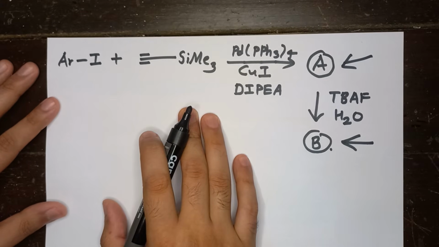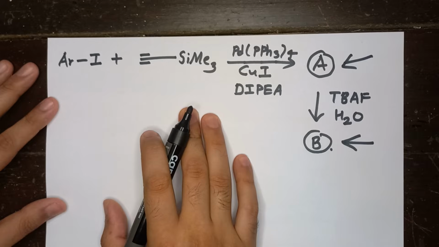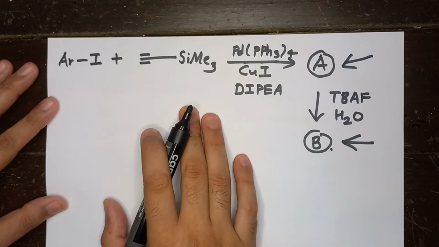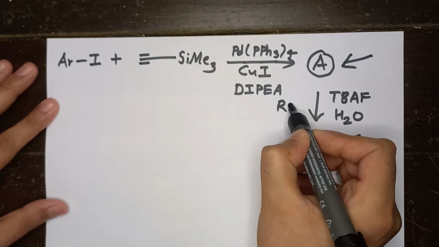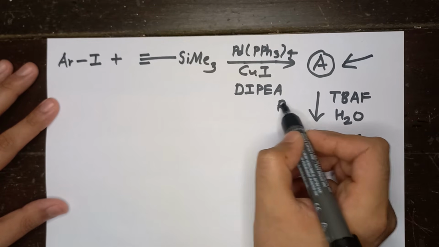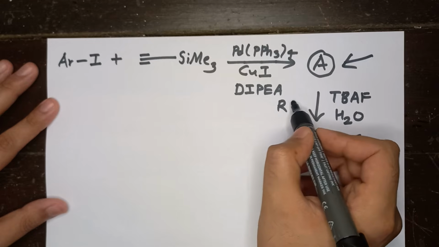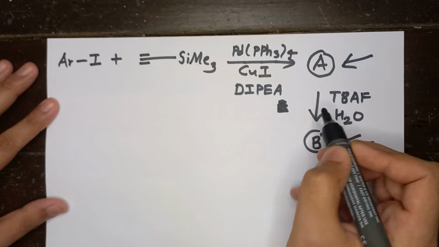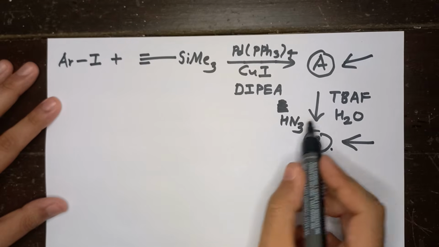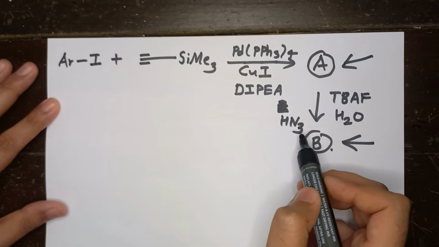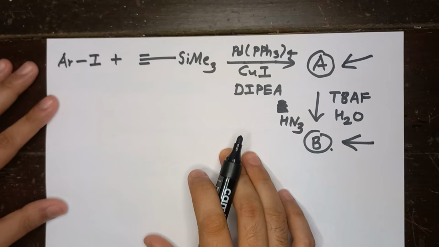I think I'm missing something. We also need an azide, right? So here I am giving you the azide. Let me use HN3. Okay, so another reagent in this arrow is HN3. So let's begin.